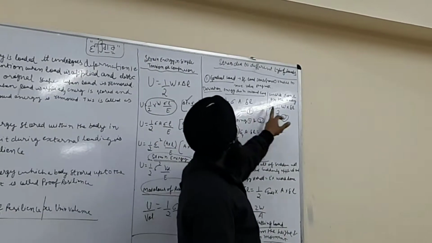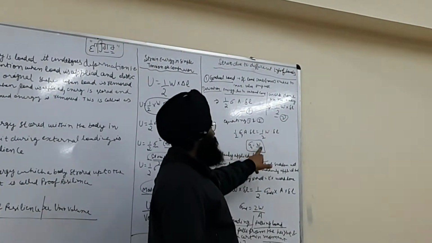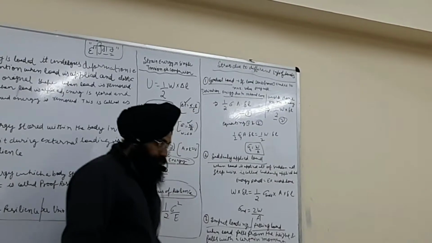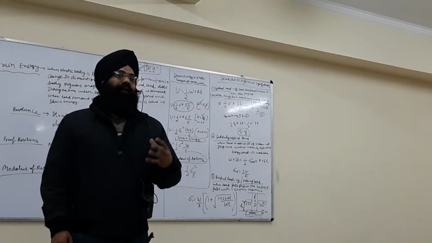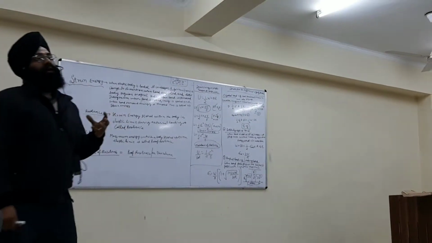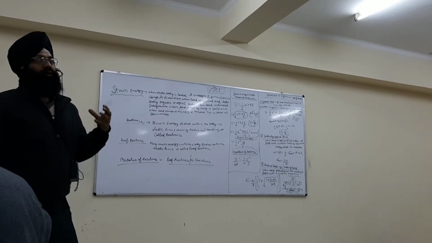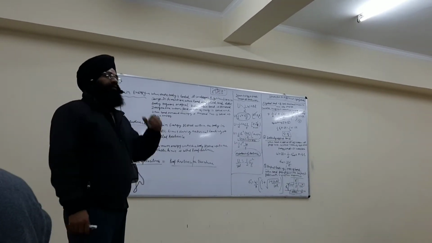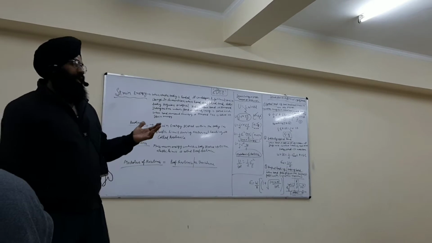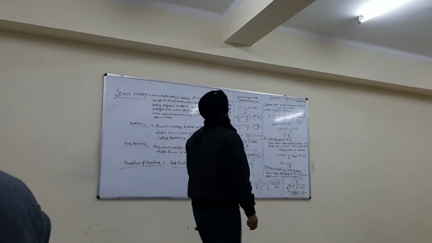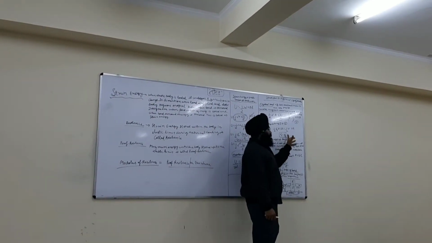If we equate these 2 equations, we get the relationship: stress is W by A. That means when a body is loaded gradually, the load is increased very slowly from the initial 0 to the final value. At that time, the relation comes out to be load over area.